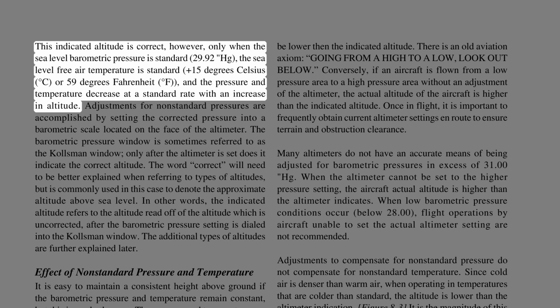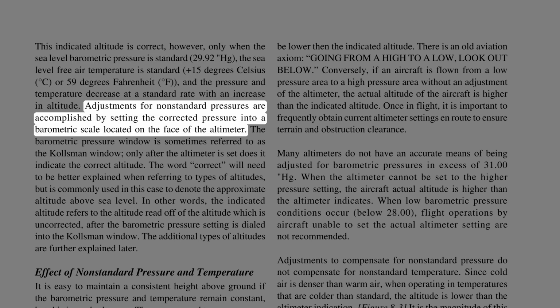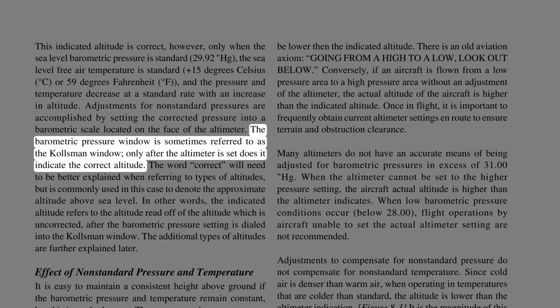This indicated altitude is correct, however, only when the sea level barometric pressure is standard, 29.92 Hg, the sea level free air temperature is standard, plus 15 degrees Celsius, or 59 degrees Fahrenheit, and the pressure and temperature decrease at a standard rate with an increase in altitude. Adjustments for non-standard pressures are accomplished by setting the corrected pressure into a barometric scale located on the face of the altimeter. The barometric pressure window is sometimes referred to as the Kollsman window. Only after the altimeter is set does it indicate the correct altitude.